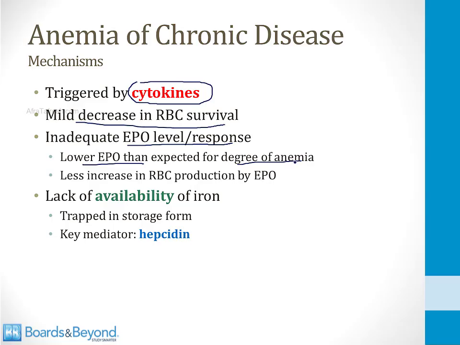So for example, if a patient had a similar anemia due to iron deficiency, they would have a higher EPO level than what you see in anemia of chronic disease. The EPO level rises in both conditions, but it doesn't rise by as much in the anemia of chronic disease. In addition, there is less increase in the red blood cell production generated by EPO among patients who have anemia of chronic disease. And then the final mechanism, which is one of the most important, especially for step 1, is to be aware that there is a lack of availability of iron among patients with this condition. Iron gets trapped in the storage form inside the body, and the key mediator of this process is a molecule called hepcidin. So let's talk about hepcidin now.